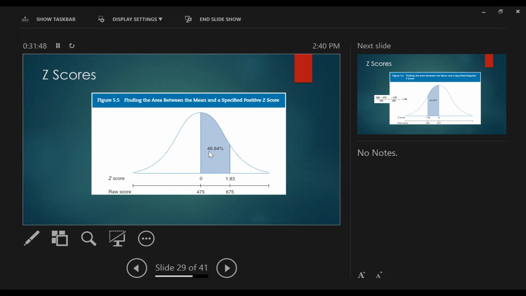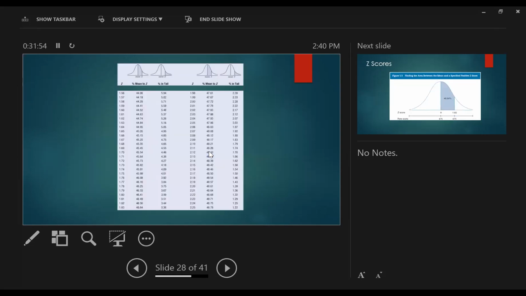I'm good on this part, I think, but if you could go back a slide, what's the other number? The percent in tail. Yeah, so this is reversing it. And no, this is a great point.